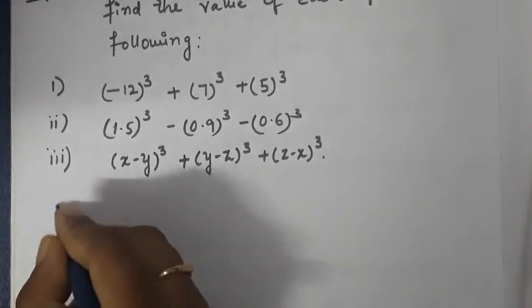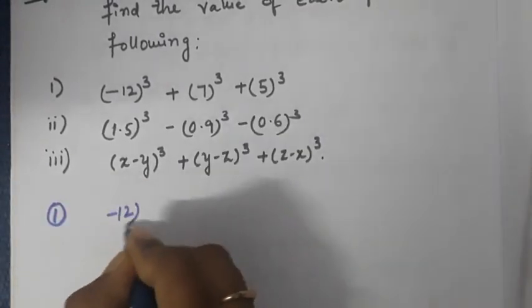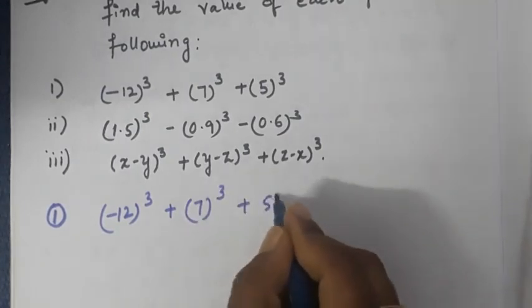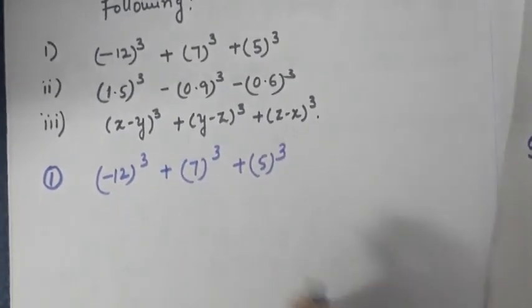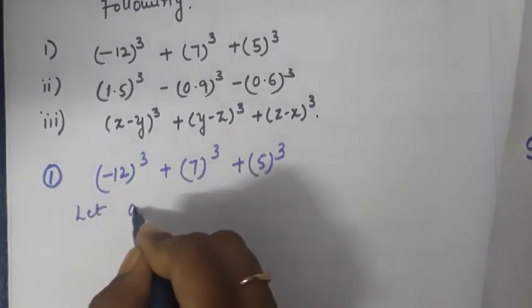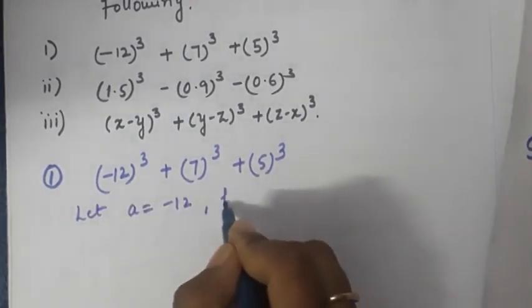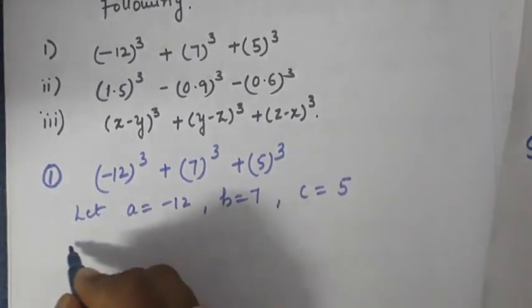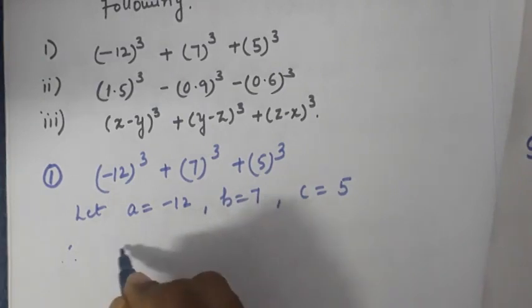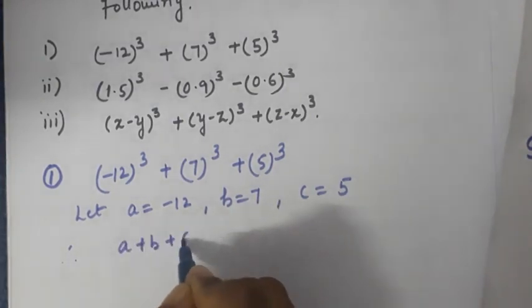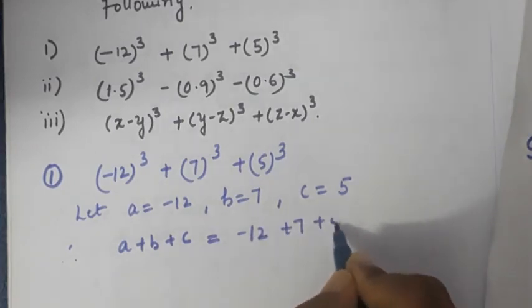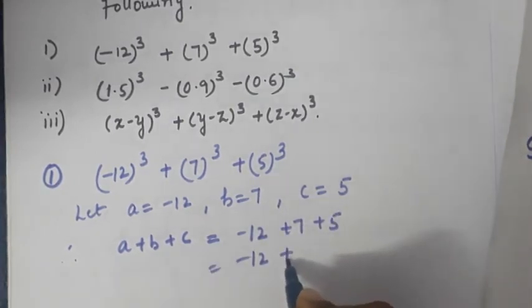See, for the first question we have (-12)^3 + 7^3 + 5^3. Just consider, let a = -12, b = 7, c = 5. Now find a + b + c, the sum of all the numbers. That is -12 + 7 + 5, that is -12 + 12, which is equal to 0.